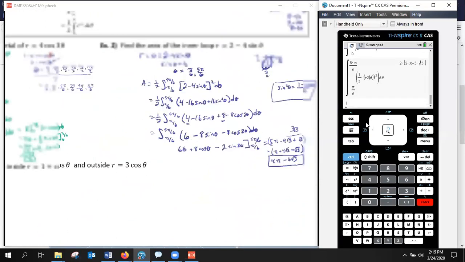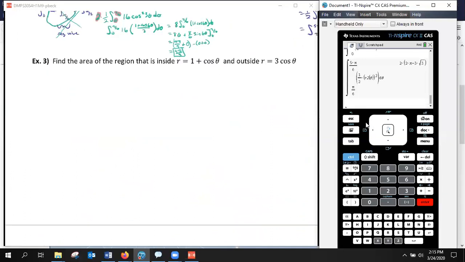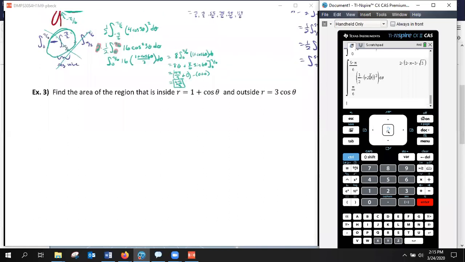All right. Now we get to a little bit more of the fun one. What happens if we are going to find the area of the region inside 1 plus cosine and outside 3 cosine? So before I do anything else, do I know what that is going to look like? What does 1 plus cosine of theta look like? Anybody shout out what that is?